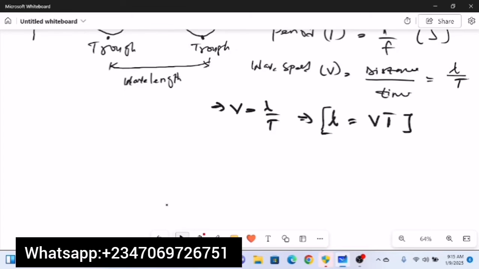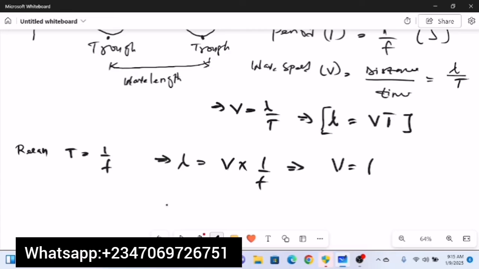But you recall that we said period itself is actually 1 all over frequency. So if you plug that into this equation, you're going to have that our wavelength is equal to the wave speed multiplied by period, which is 1 all over frequency. So from here, you can find an alternate equation for the wave speed, V, to now be equal to what? Frequency multiplied by wavelength.